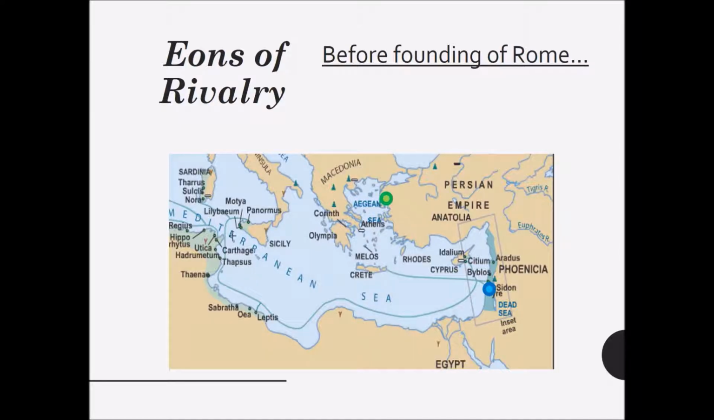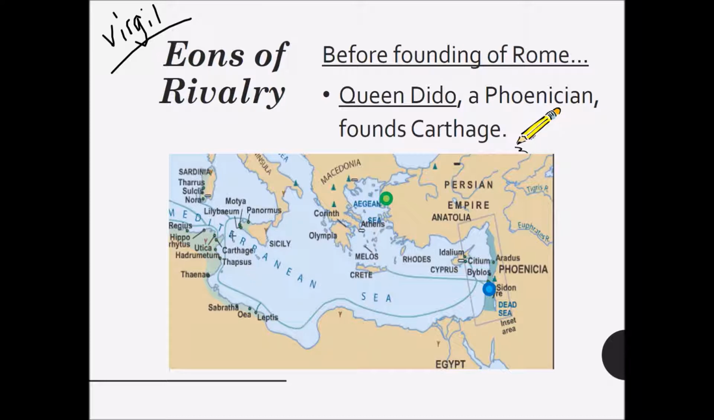Before we actually begin talking about the First Punic War, the Romans, by way of the epic poet Virgil, offer an explanation as to the eternal hatred of Rome for Carthage and of Carthage for Rome. And he explains it due to the founding of Rome. Prior to the founding of Rome, Queen Dido, a Phoenician originally from the city of Tyre, founded Carthage after her uncle assumed the throne and attempted to assassinate her.